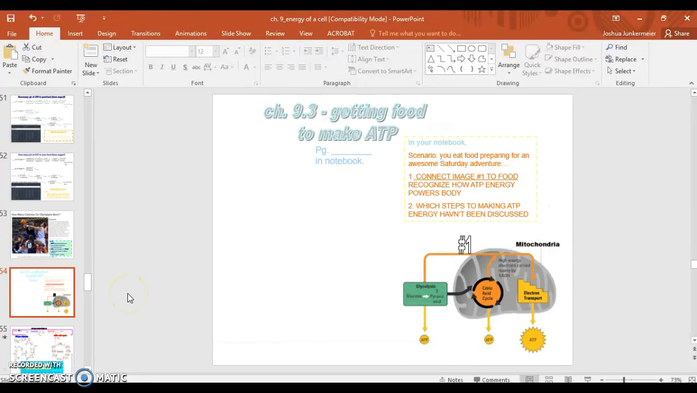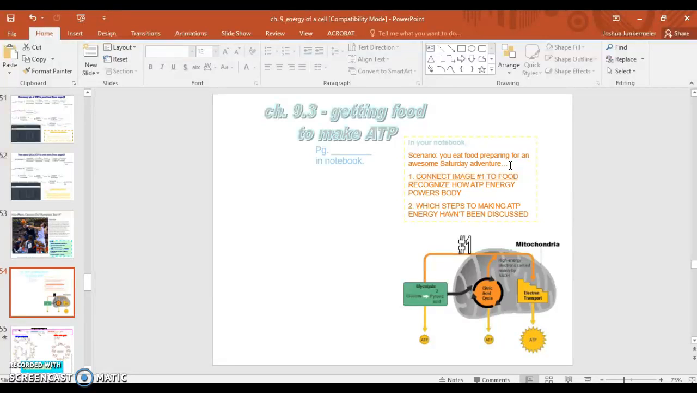All right, here we have another recognition that is chapter 9.3. Here's a scenario. It says you eat food preparing for an awesome Saturday adventure. So think about this idea. Before you go out and hang out with friends or go out and do exercise or do some sports, you eat some food, recognizing you're about to go do that.